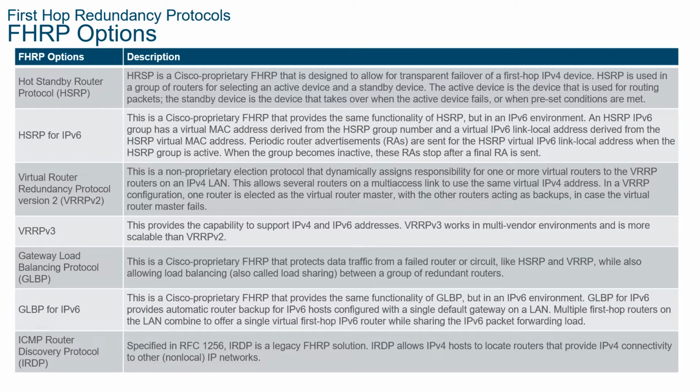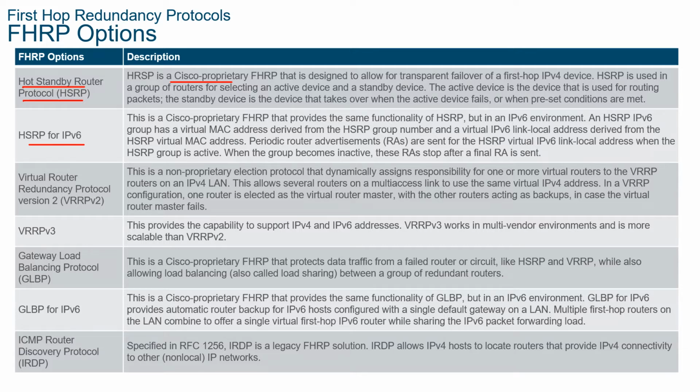There are different redundancy routing protocols out there. I'll provide a video demonstration for the HSRP. I'll cover how to configure this HSRP. This is a Cisco proprietary redundancy routing protocol, which provides a transparent failover of the first hop IPv4 address. There's also a redundancy routing protocol for IPv6.